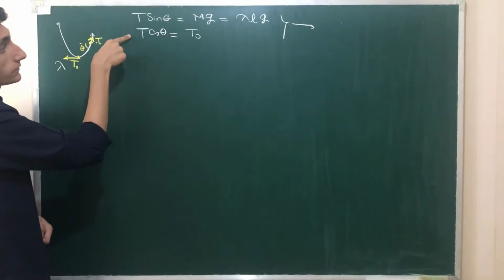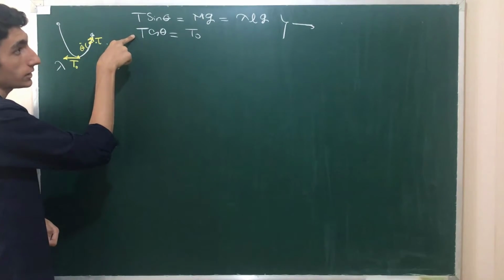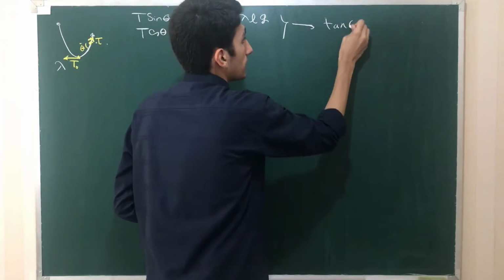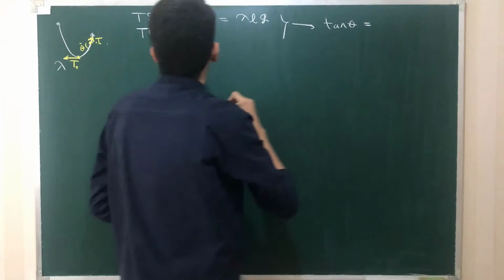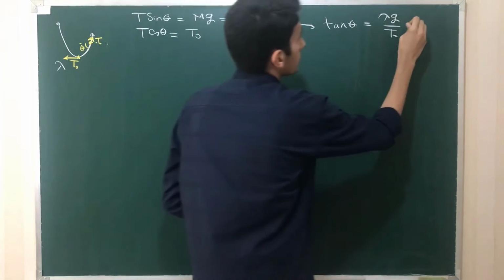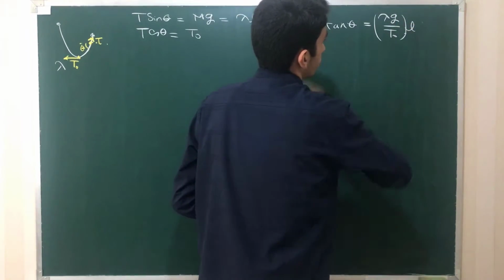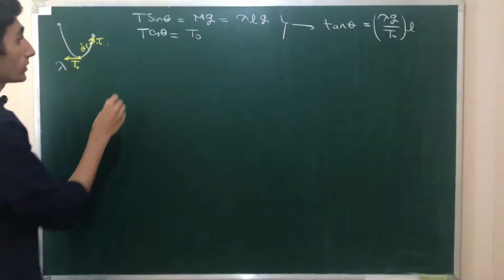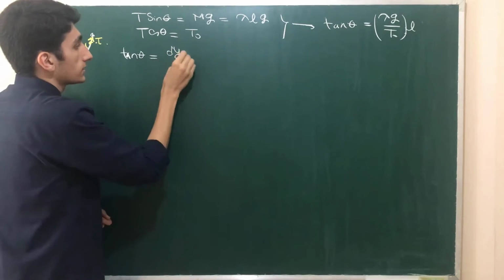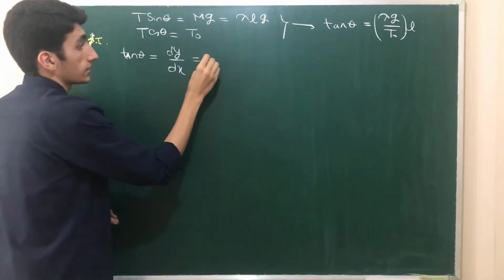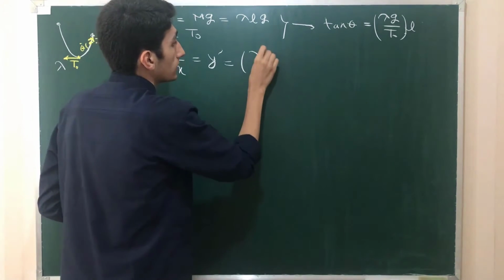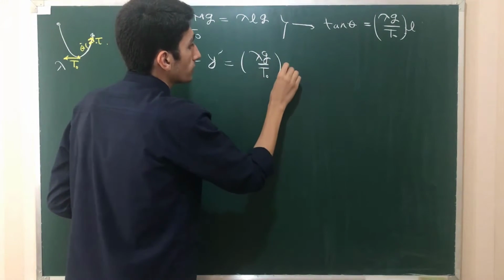If I divide the left side of the first equation by the left side of the second equation, and I do the same thing with the right sides, what I would get is that tangent of theta is equal to lambda times G over T0 times L. And I can write tangent of theta as dy over dx at the point, which is y prime, and this is equal to lambda times G over T0 times L.